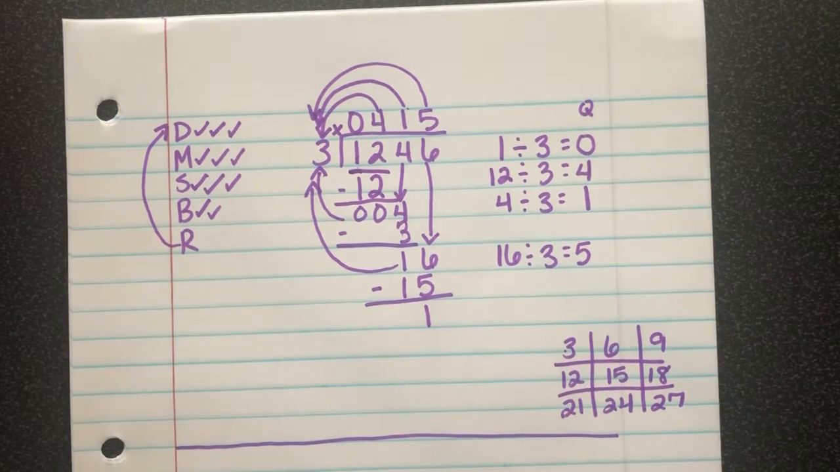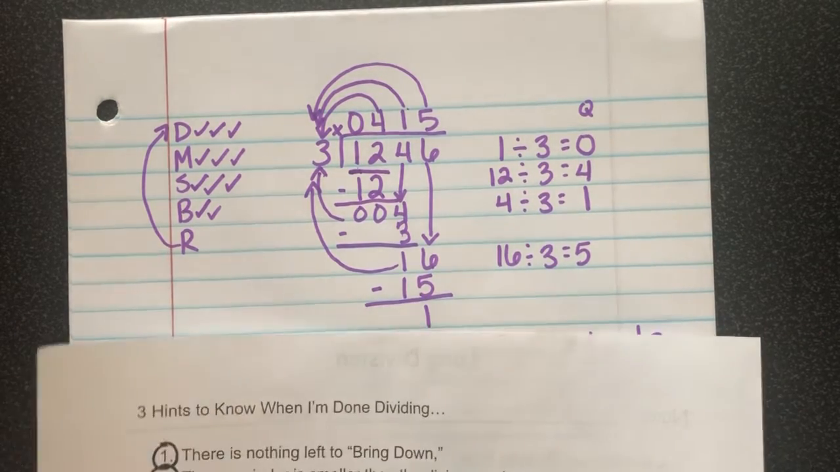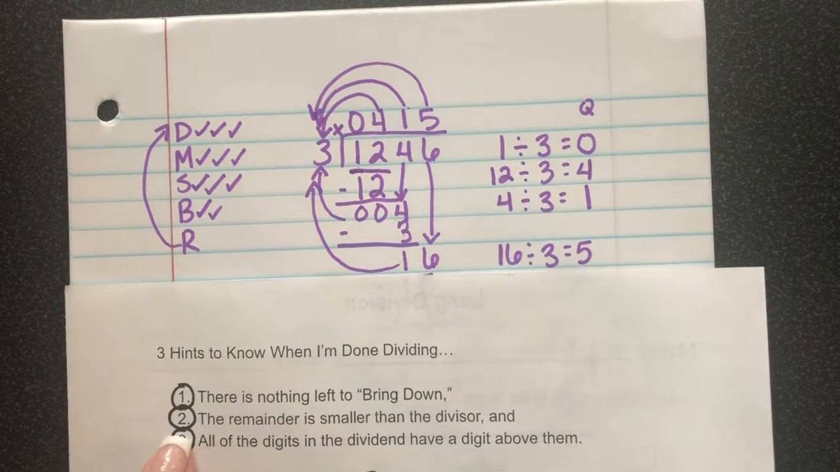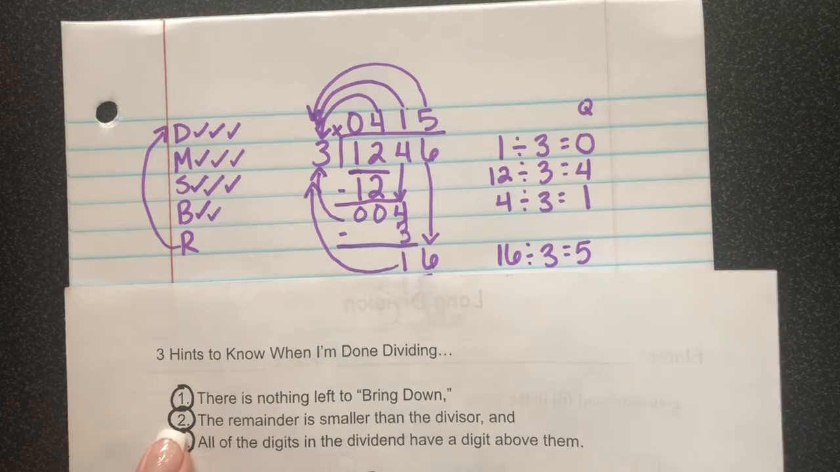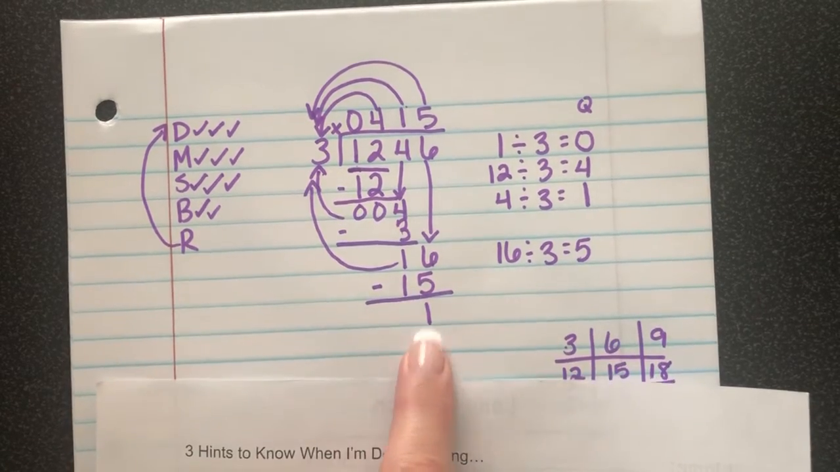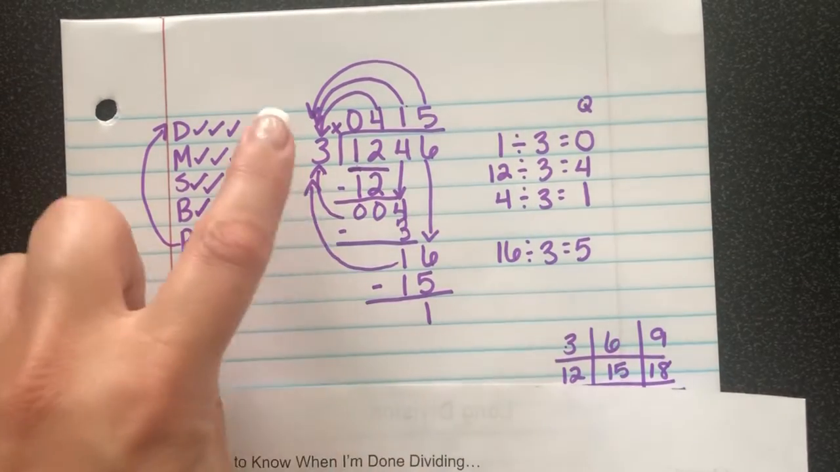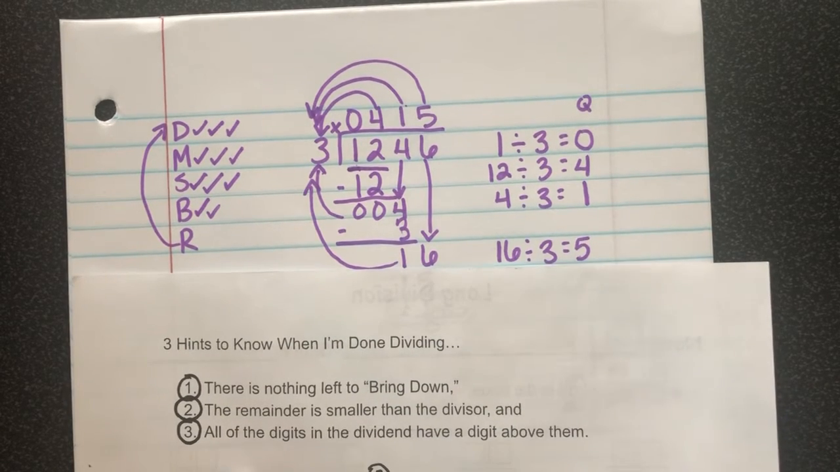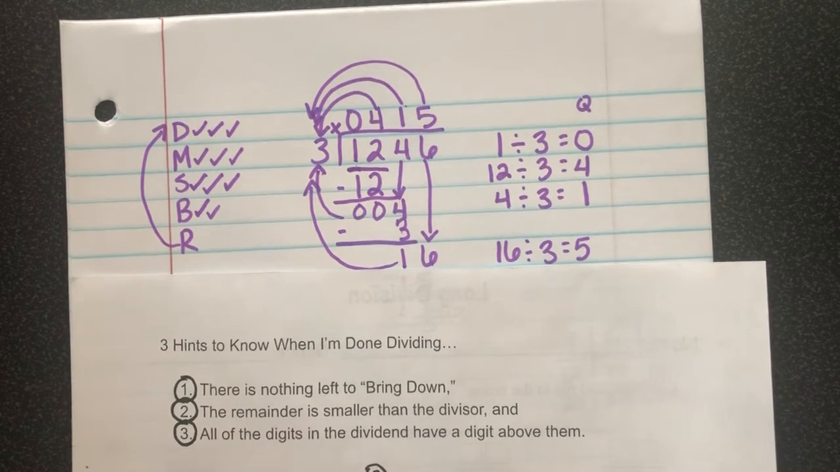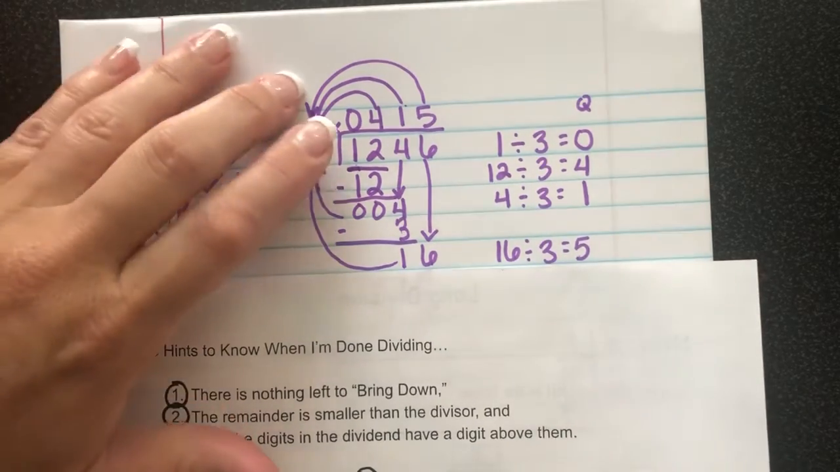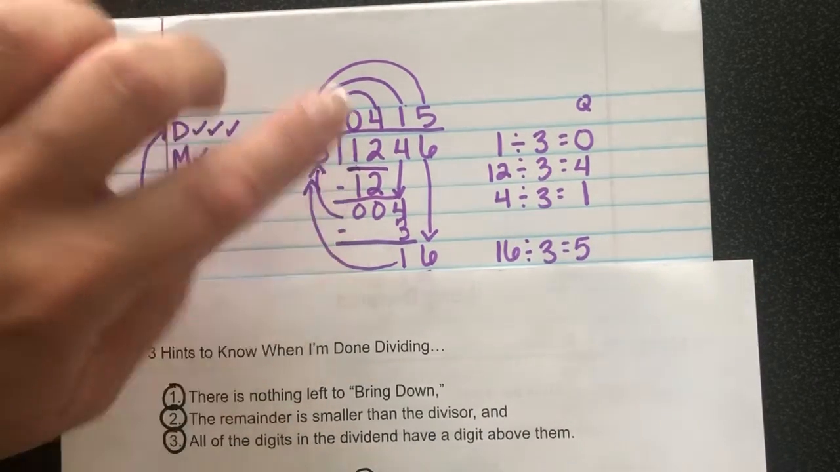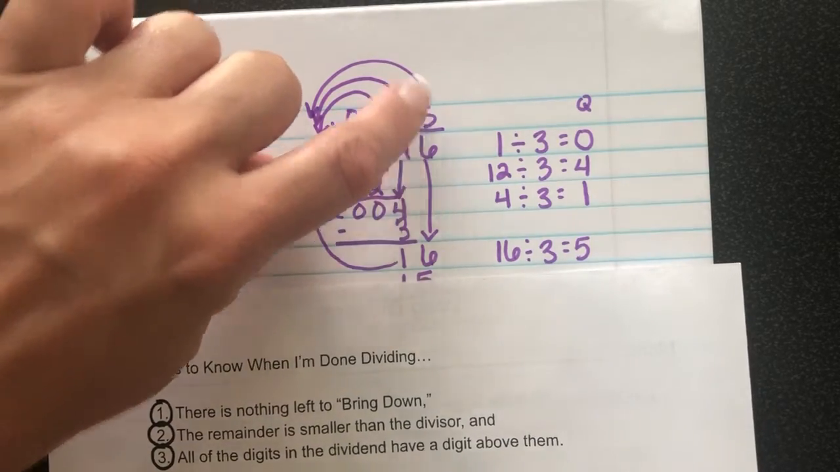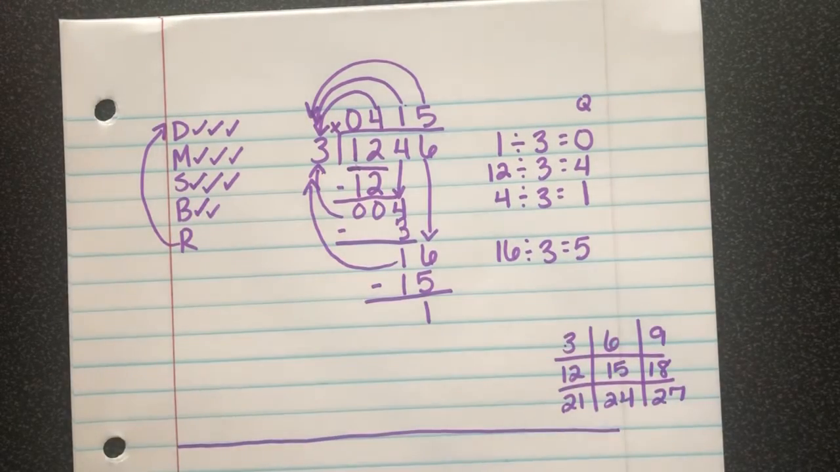So I'm going to get my little cheat sheet here. We've checked off number 1, nothing left to bring down. Number 2, is the remainder smaller than the divisor? Yes, it is. 1 is less than 3. Number 3, are all of the digits in the dividend covered? Meaning, do they have a digit above them? Yes, yes, yes, yes. So I am done dividing.